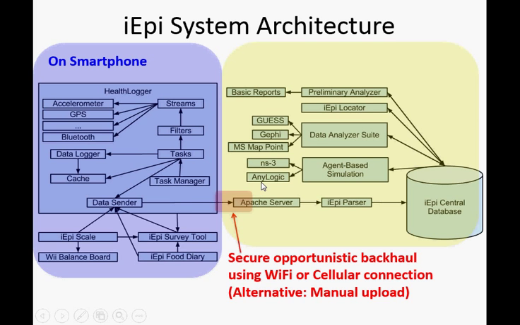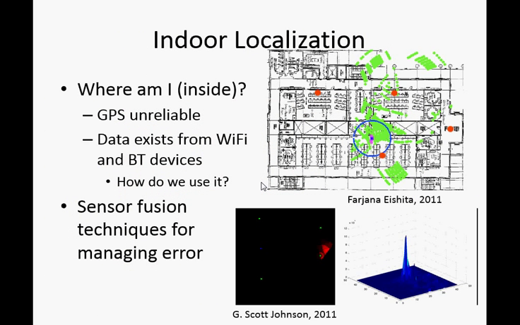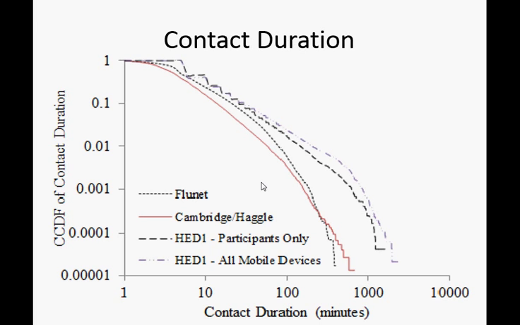So we can keep track of, for example, people's movements over time, people who live in different areas of the city, what sort of things they're exposed to. We can figure out where people are indoors through Wi-Fi signal strength. We can look at contact patterns and how they change, not only week to week, but also minute to minute. And we can look at how long people are in contact with each other to get an understanding of the patterns that might govern spread of pathogens or spread of ideas, etc.